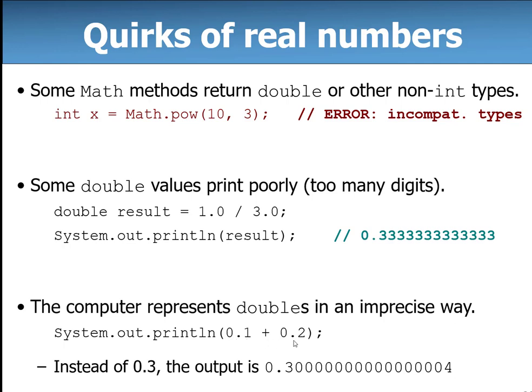Here we have 0.1 plus 0.2, which we know as 0.3, but as it is stored in the computer, there's a little bit of imprecision. So as a computer programmer, you need to be aware of that imprecision, and you should never test for equality like this with doubles.